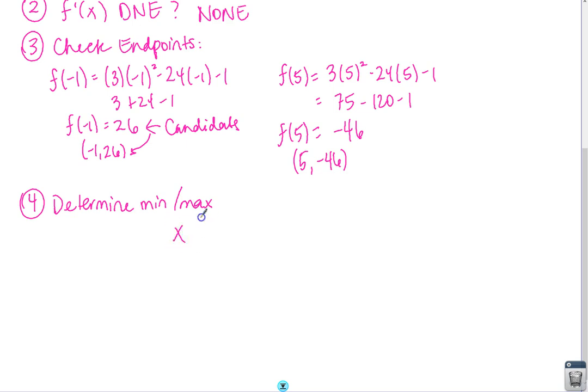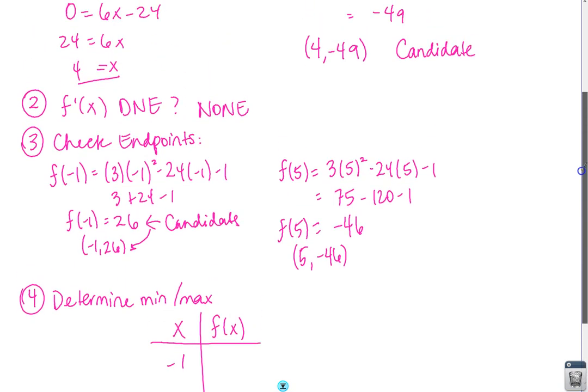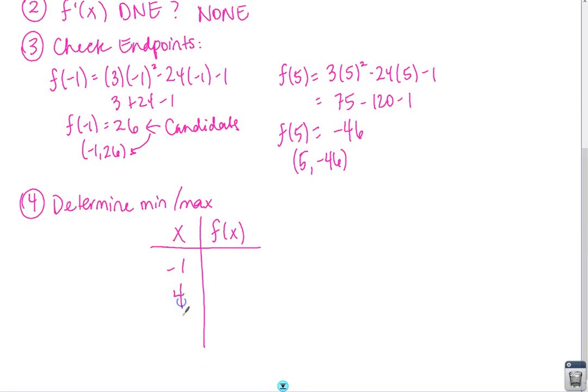So those could occur at the endpoints, which we had negative 1. We had a critical number. I say critical because that was where the derivative was equal to 0. Where was that at? Let me go back up here. I believe it was at 4. Yep, at 4. And then the other endpoint was at 5. At negative 1, our y value was 26. At 4, it was negative 49. And at 5, it was negative 46. So from here, we just look at the numbers that we have, and we determine the absolute minimums and maximums of our function in our interval.